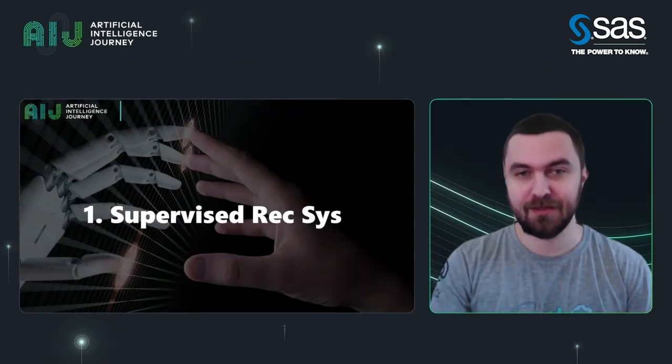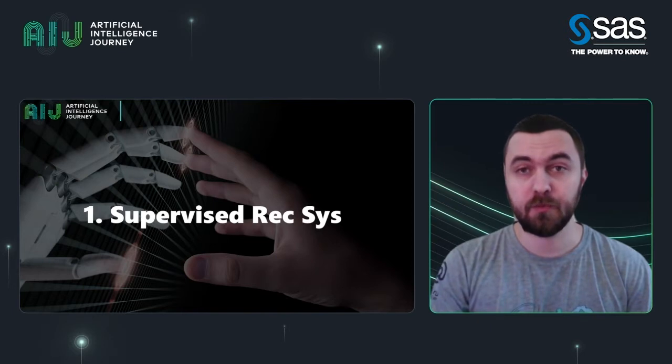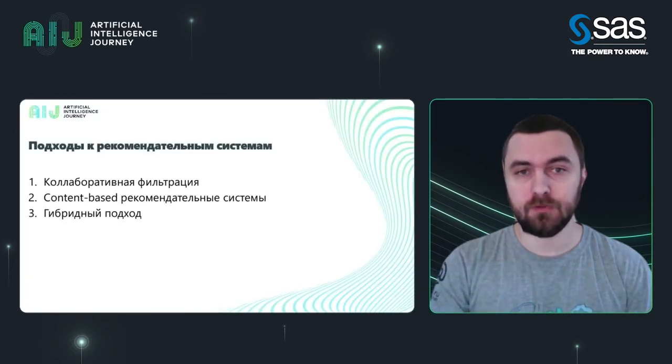And now I will tell you whether we actually need supervised recommender systems. First, I'll tell you a few words about how we do supervised training of recommender systems. The key approaches are collaborative filtering and content-based recommender systems, as well as a hybrid approach.